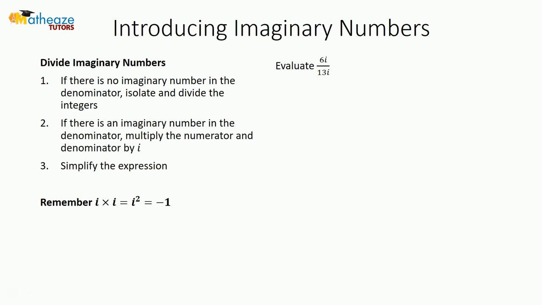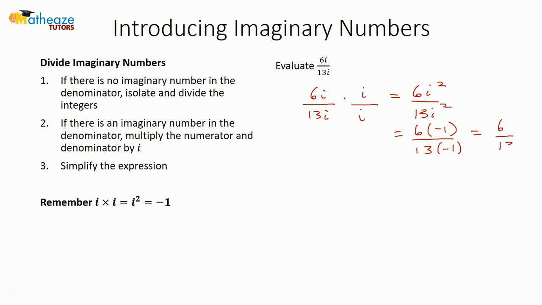Now let's try this using the same method. So we have 6i divided by 13i, and we're going to multiply by i over i because this is going to be 1 and the fraction is unchanged. So this is 6i squared divided by 13i squared, which is 6 multiplied by negative 1 divided by 13 multiplied by negative 1, which is 6 over 13.